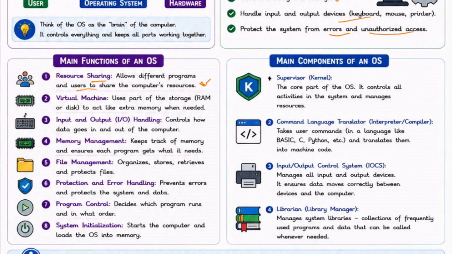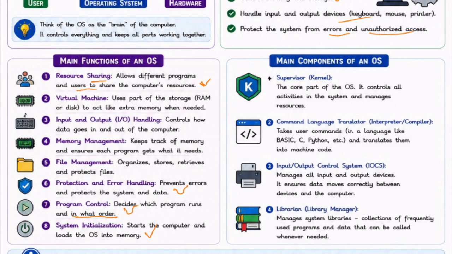We have input and output handling, which controls how data goes in and out of the computer. Memory management keeps track of memory and ensures each program gets what it needs. We have file management: organize, store, retrieve, and protect files. Protection and error handling prevents errors and protects the system and data. We have program control, which decides which programs run and in what order. We have system initialization: start the computer and load the OS into memory.